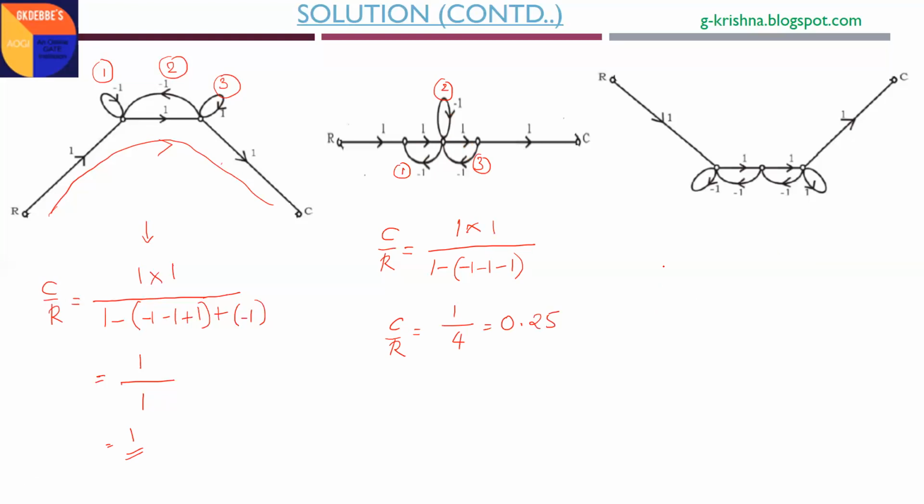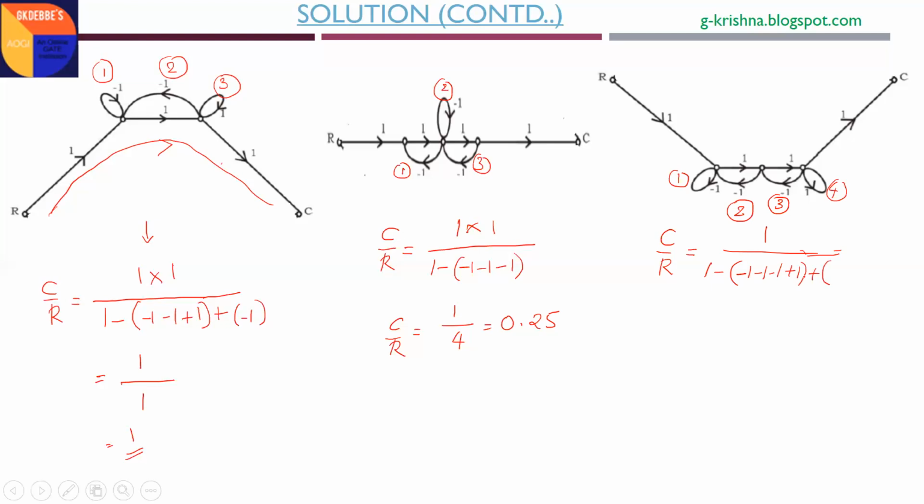What about this third one? Check it. C by R equals, how many forward paths do we have from R to C? Only one forward path, that is nothing but 1. How many loop gains do we have? It is 1 minus the sum of loop gains. This is one loop gain, which is minus 1. The second loop gain is also minus 1, this one. The third loop gain is also minus 1. The fourth loop gain is plus 1. Totally 4 loop gains are there: three are minus 1, and the fourth loop gain is plus 1.